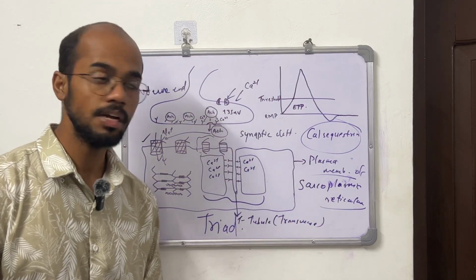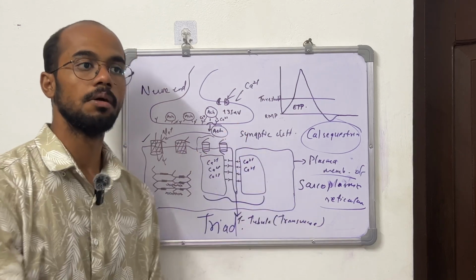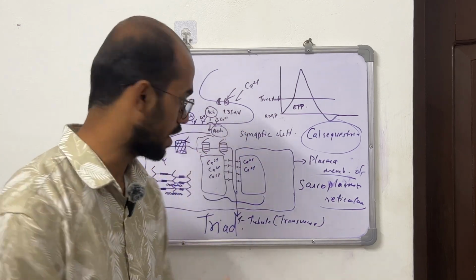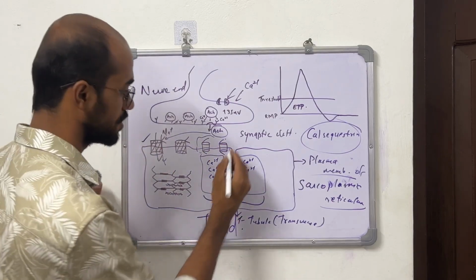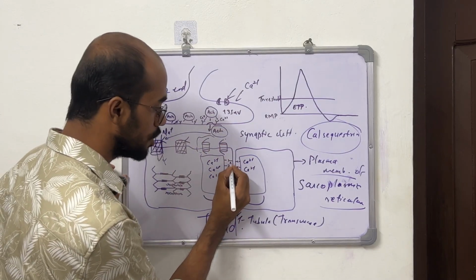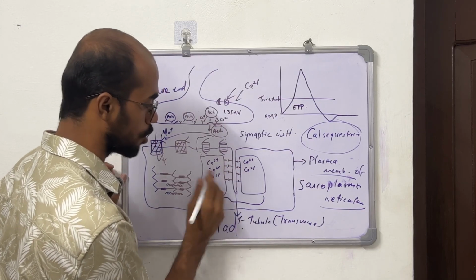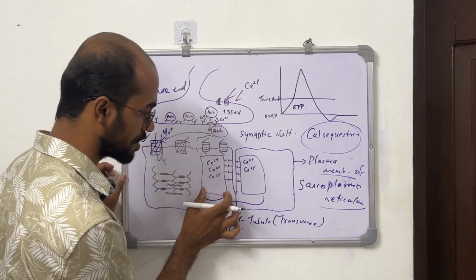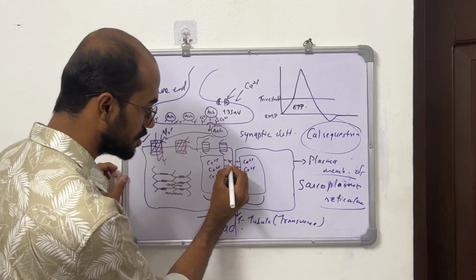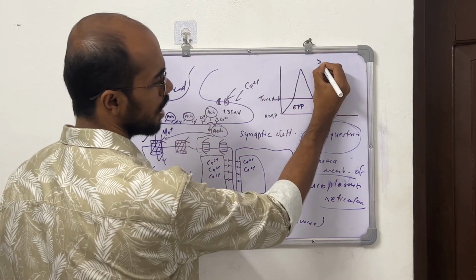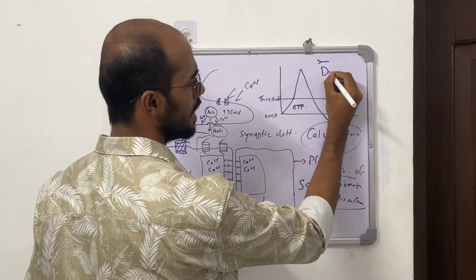And what is a T-tubule? It is the invagination of the plasma membrane of the muscle cell. Simple. Okay. Now, the action potential runs through the T-tubule. What happens? You can see there are two kinds of proteins I have drawn. One on the sarcoplasmic side, one on the tubular side.